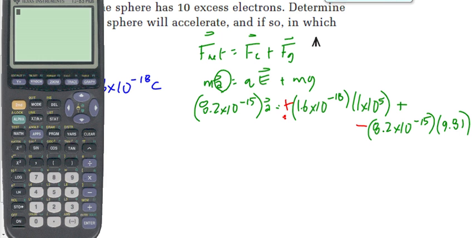Say 1.6 times 10 to the minus 18. Be careful with that. That would be a really common mistake in this question, actually, is to just blindly type in 10 to the minus 19 times 1 times 10 to the 5. But subtract from that, in brackets, 8.2 times 10 to the minus 15 times 9.81. And then let's divide that by 8.2 times 10 to the minus 15. 9.7.